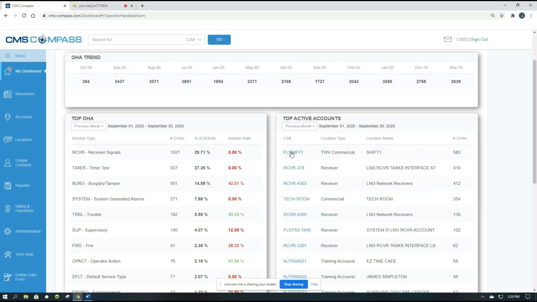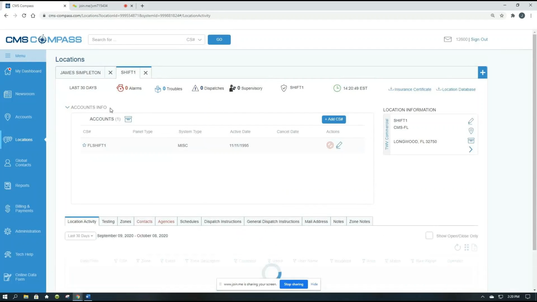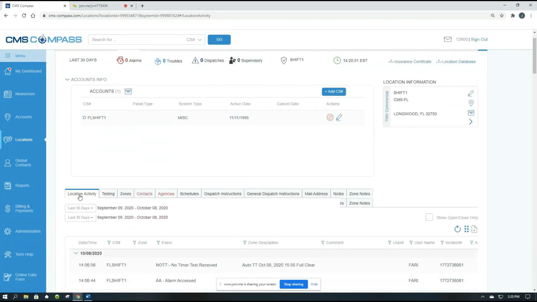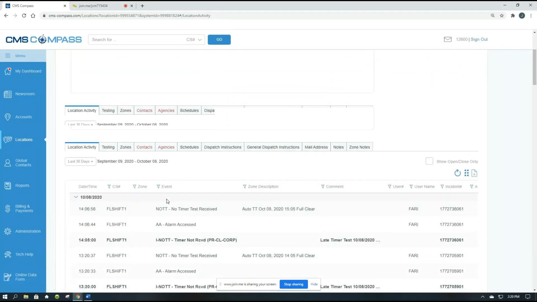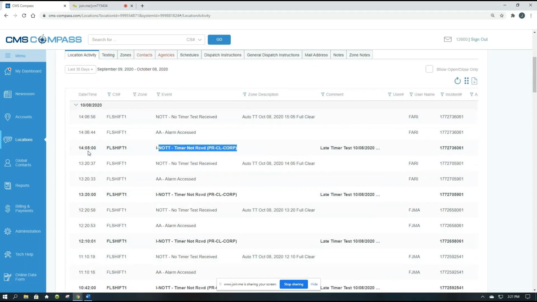Well, let's look at that very first one. So let's click on the account number. It's going to take us back to the location page. And we can see what's happening on this one. Let's go to the location activity. And we'll see right here, they've got a missed timer test that's coming in, and we're supposed to call the premises, the call list, and the corporate account number. So that's multiples. That's at least 3 phone calls that we're making. No one's answering them. And you'll also notice it's coming in every single hour.